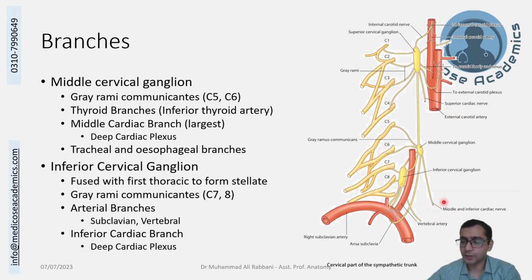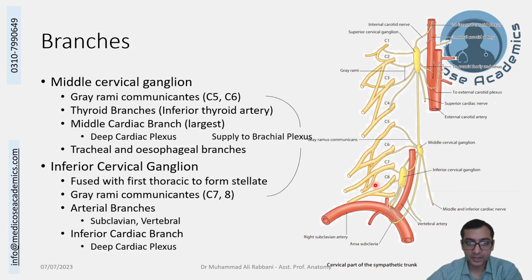And then there are also branches going to the trachea and esophagus. Just remember the cardiac, tracheal, and esophageal branches may be labeled as splanchnic, but they are sympathetic and postsynaptic. The inferior cervical ganglion is not the largest one, it's the lowest one, more inferiorly. It is fused with the first thoracic to form the stellate ganglion, and it supplies the branches of C7 to C8, and it gives arterial branches to the subclavian artery, and from it to its branches that include the vertebral artery and so on. It also gives rise to the deep branches of the cardiac plexus.